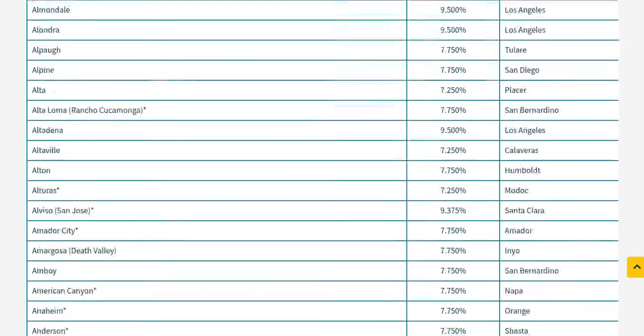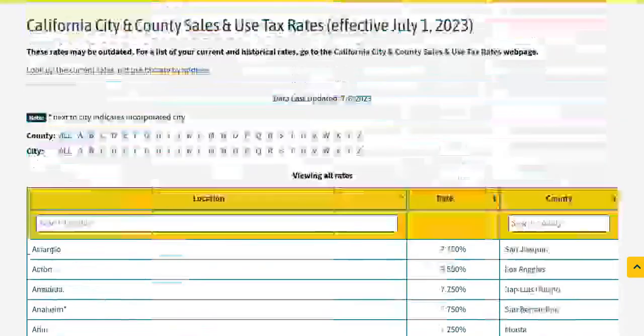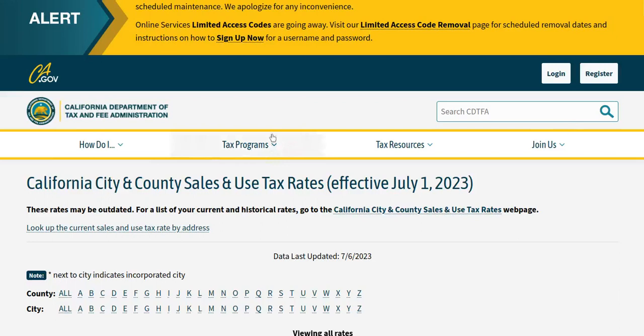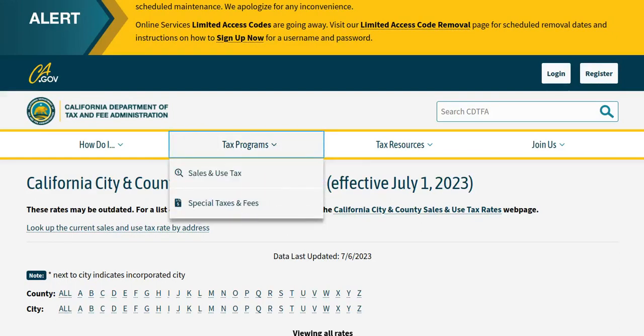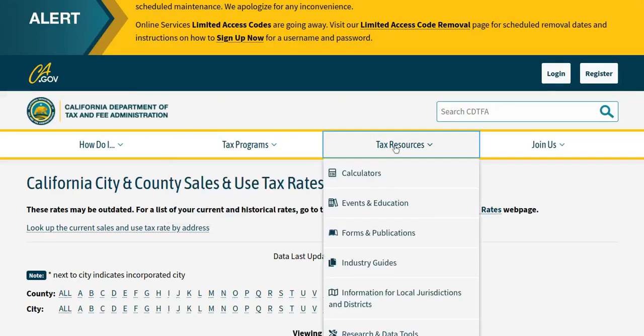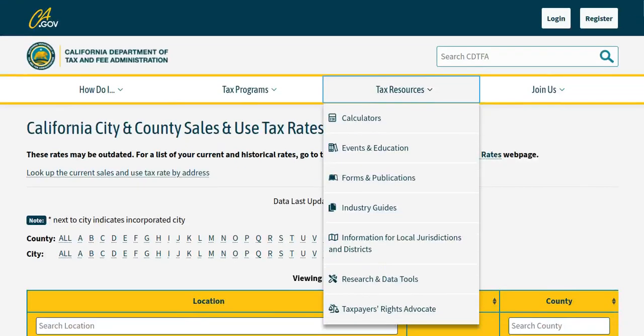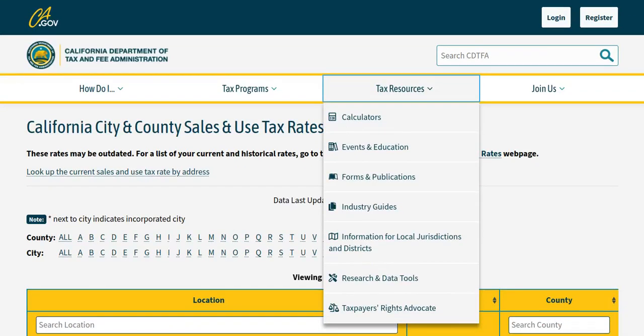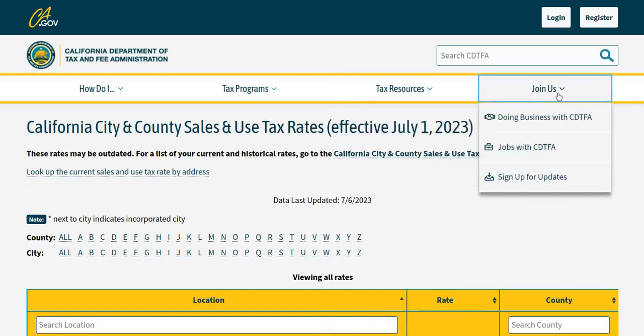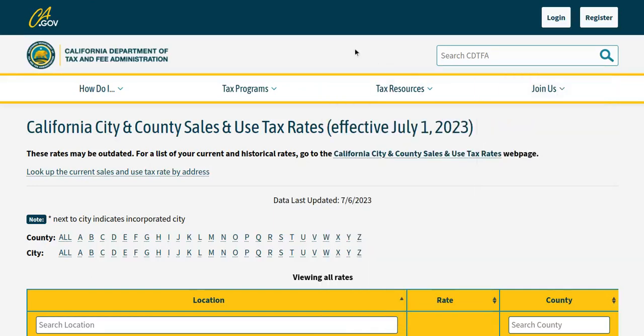Palo Alto, I didn't see anything, but I know Palo Alto is 7 something. I was trying to look for property tax. This is sales tax, special taxes, and fees. Okay, here we have calculator, event and education, form and publication, industry guides, information for local jurisdictions and districts, research and data tools, taxpayer rights advocates. So probably this is a John stuff. If you want to join, probably.